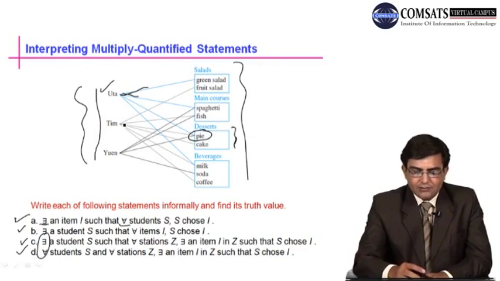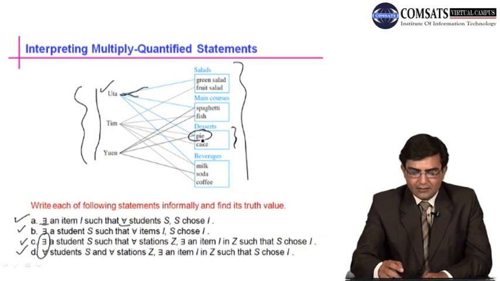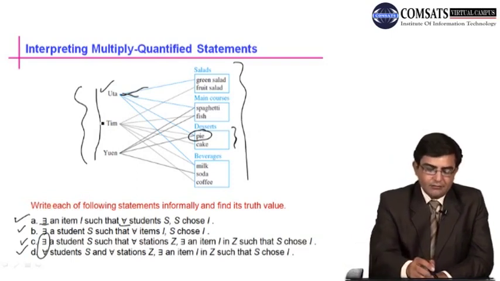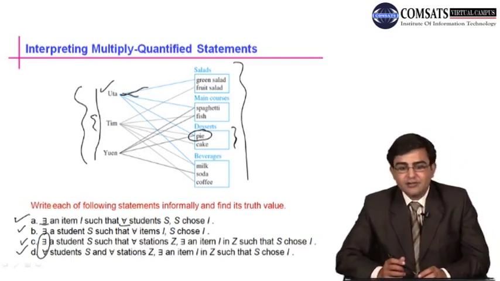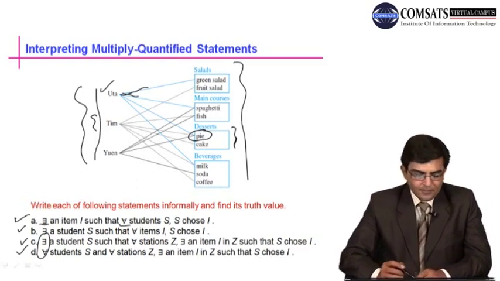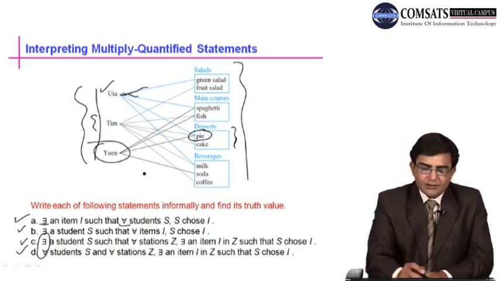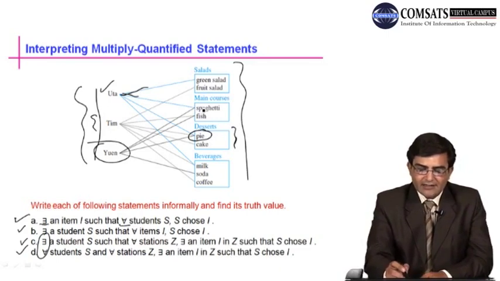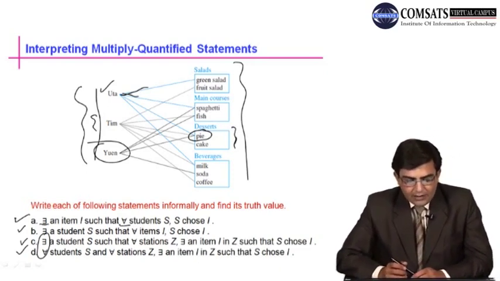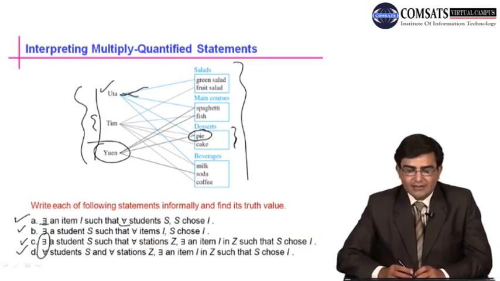Now Tim has chosen fruit salad here, fish here, pie and cake both from this station, and milk and coffee from this station. So this is true until here, because the second student has also chosen at least one item from every station. Now we check the third one. Yuan has chosen spaghetti and fish from the second station, pie from the third, and soda from the fourth station, but Yuan did not select any item from the salads.